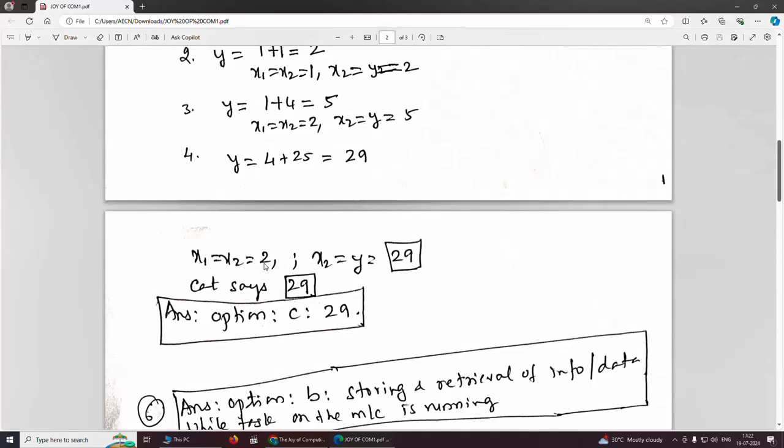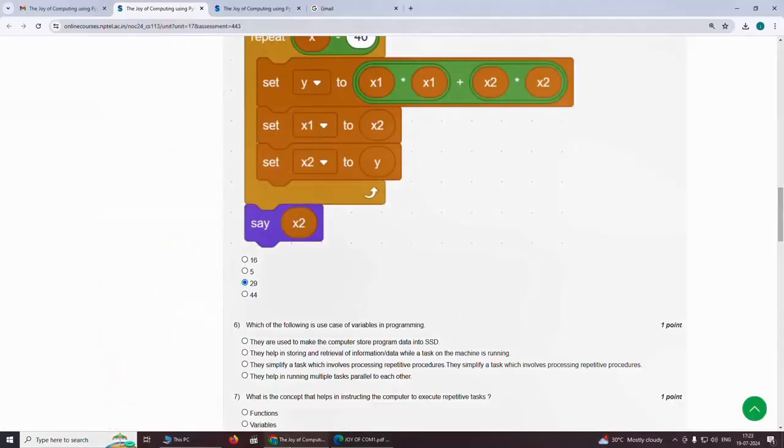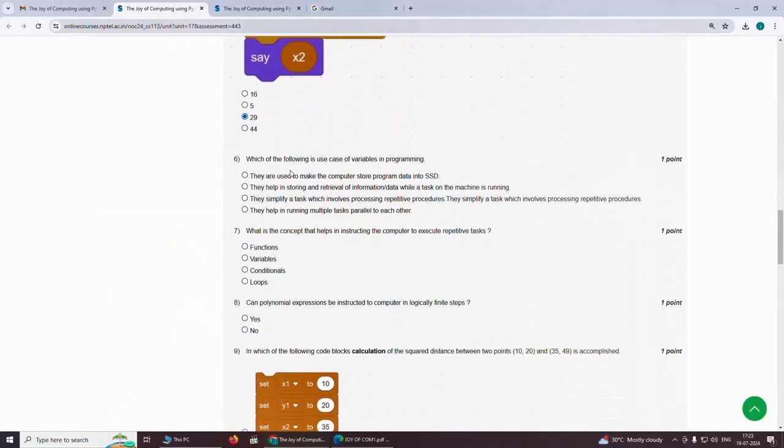Remember, this is the previous value of x. Okay. Next, which of the following is a use case of variables in programming? It is definitely option B. They help in storing and retrieval of information or data while a task on the machine is running.